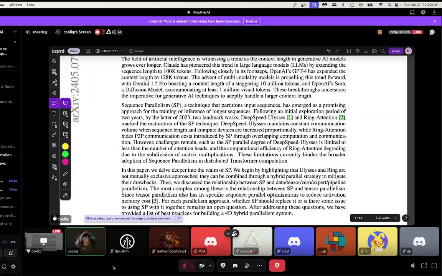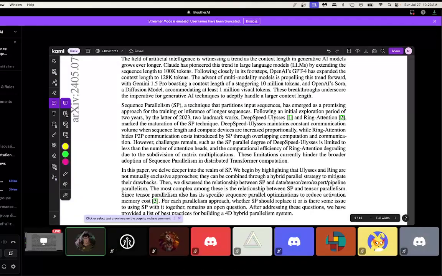They basically have, not even looking at those weak techniques that Ulysses was referring to. They have started from the baseline of Ulysses and Ring Attention here, and they say Ulysses maintains a constant communication volume when sequence length and compute devices are increased proportionally. This is basically being parroted from that paper, DeepSpeed Ulysses.